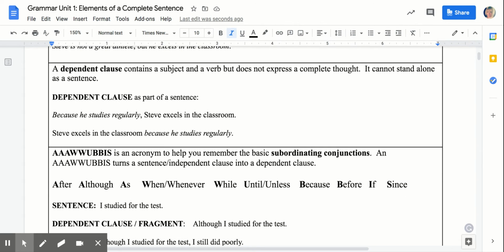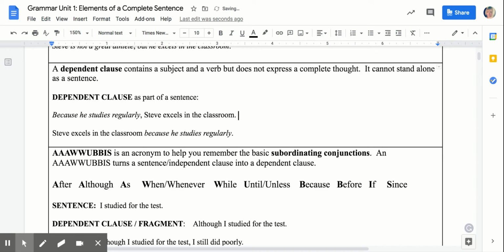Okay? A quick review of dependent clauses. A dependent clause contains a subject and a verb, but does not express a complete thought, meaning it cannot stand on its own. It must be part of a sentence. So take a look. Because he studies regularly, Steve excels in the classroom. We know that this is a dependent clause, okay, because it has the word because in it, meaning it's a subordinating conjunction. Ding, ding, ding. I can't stand on my own. I need an independent clause in order to create a complete thought.